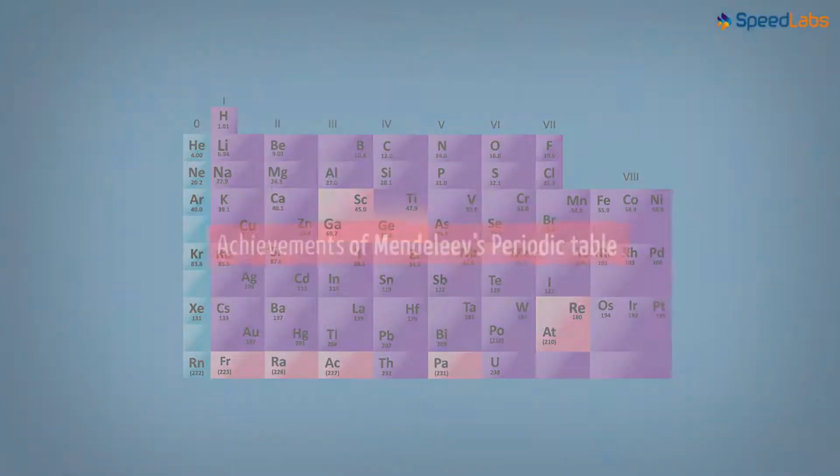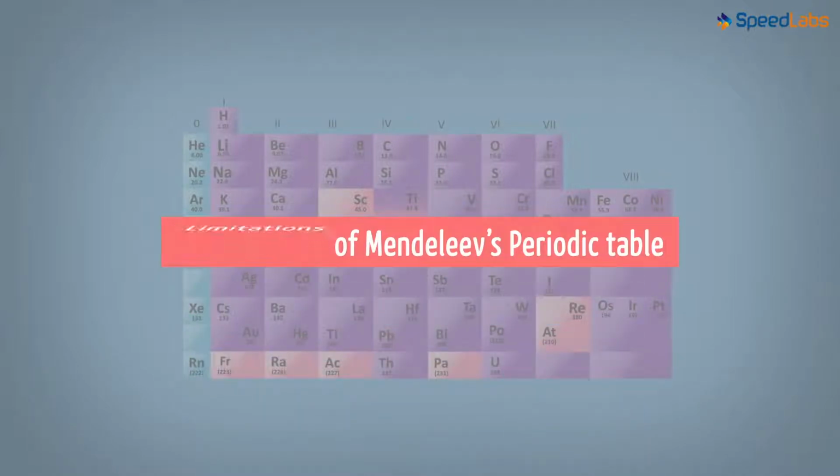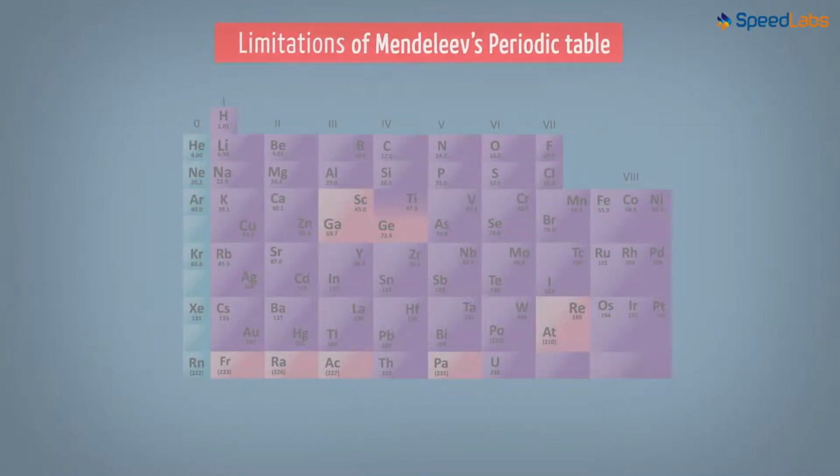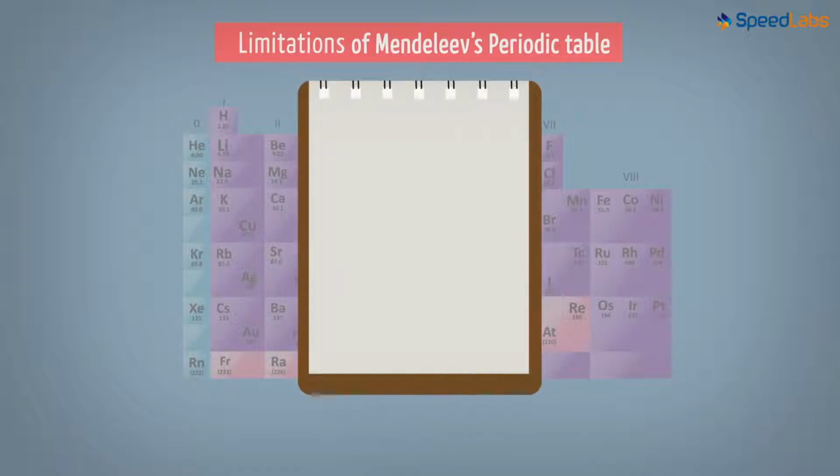We have seen the achievements of Mendeleev's periodic table in our previous video. We know that the table was really useful, but it did have a few limitations of its own. Let us get to know them in detail. We begin with noting down all the limitations first and then understanding each in detail.